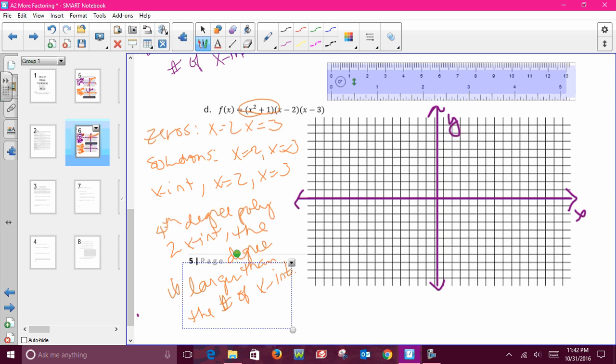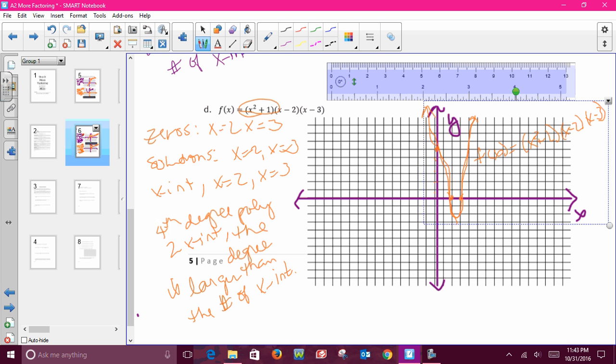So we have 2 and 3. Here's 2, here's 3 for my x-intercepts. And again, I had to use the graph to help me. And 1, 2, 3, 4, 5. I happen to look this point up. So it kind of comes down, I'm going to go through my points and then around them and back up. So this is f of x equals x squared plus 1, x minus 2, x minus 3.